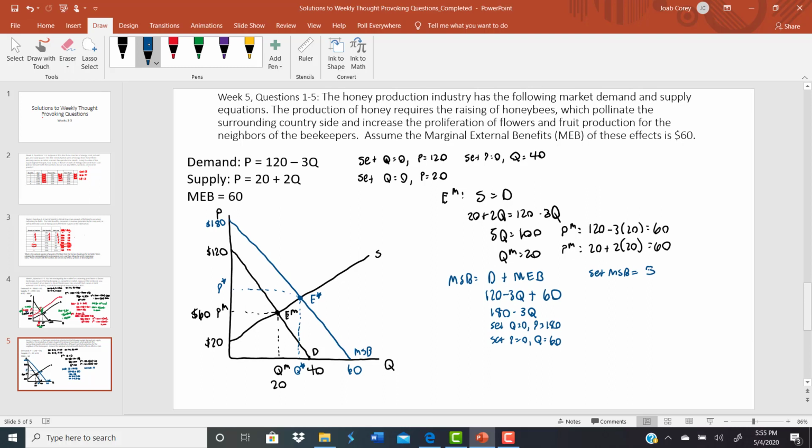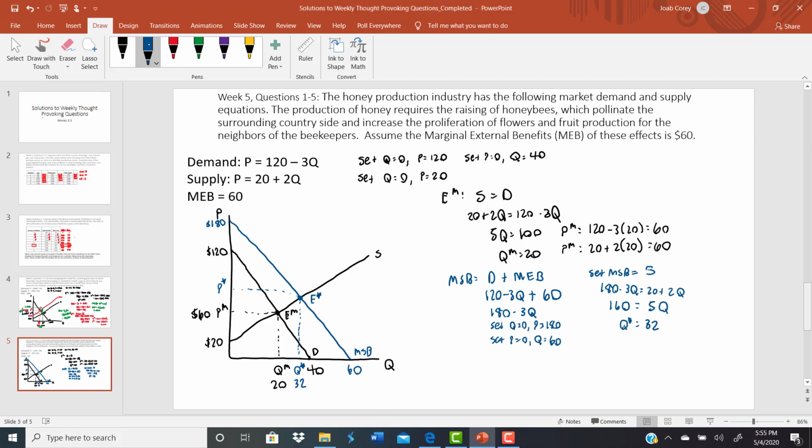All right, so with that in mind, we've got 180 minus 3Q equal to 20 plus 2Q. Again, we're going to get all of our Q's over to one side, so 5Q is going to be equal to 160. And so we know our Q star is going to be equal to 32.